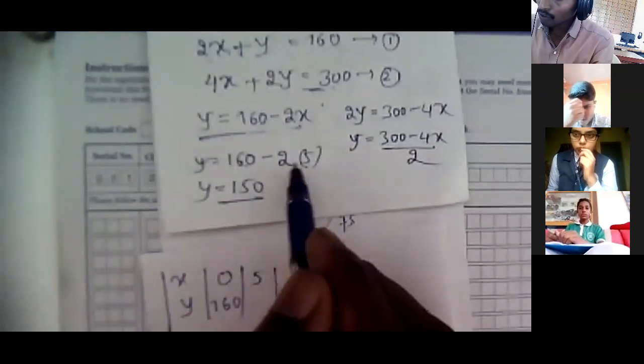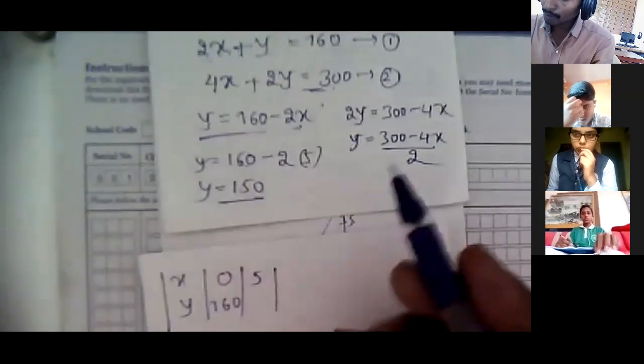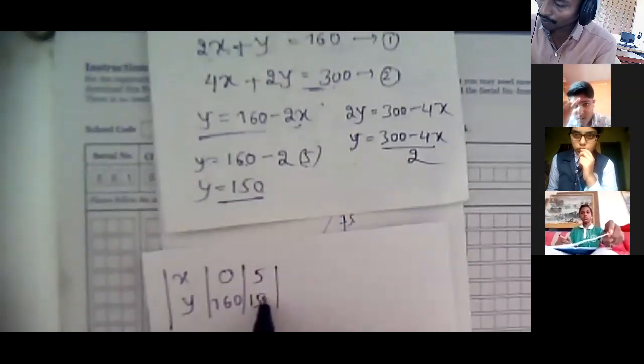Therefore, when the x value becomes 5, it becomes 150. Therefore, write 150 here.